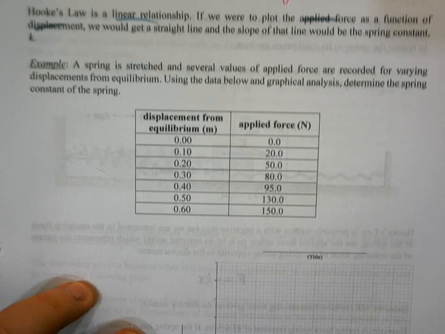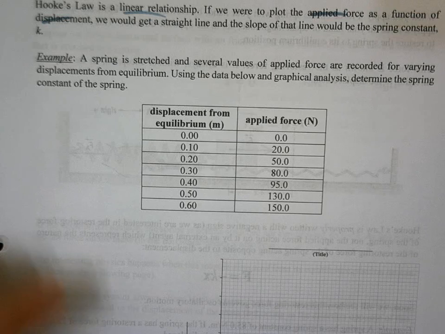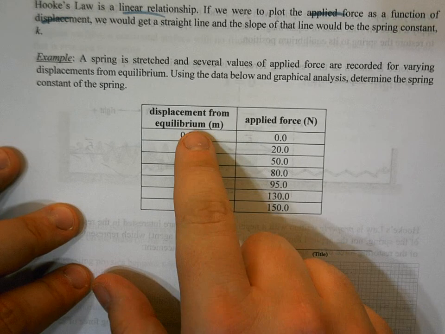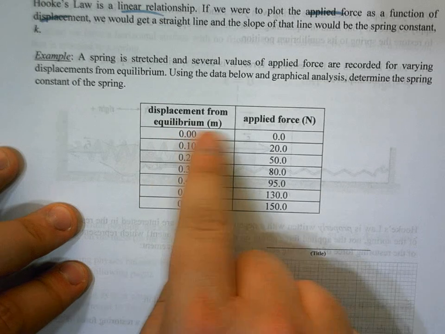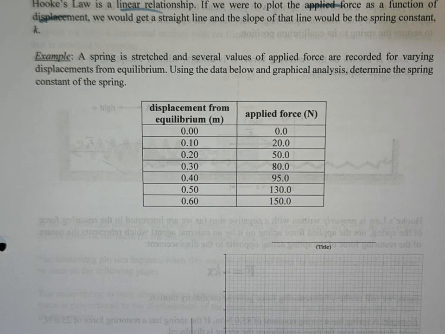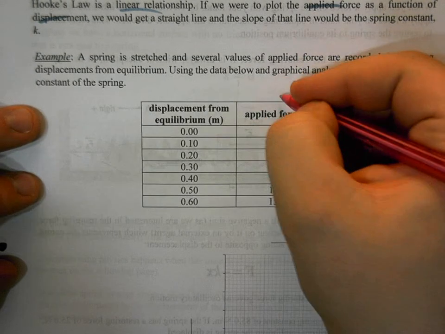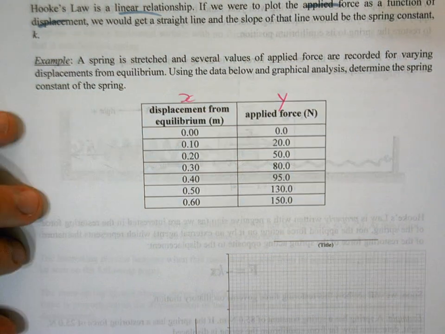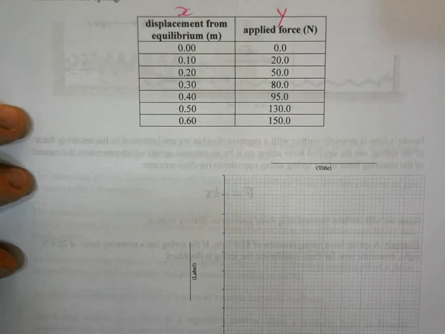So let's look at Hooke's law. Let's see what we got here. So we got a spring, it's stretched, and we have some values for the displacement from equilibrium, so that's good. We have this x value, and we have this applied force. What we'd like to do is graph this, and be able to determine the actual spring constant. So what we want to do is plot our applied force on the y-axis. We want to plot our displacement on the x-axis. So we have a graph here.